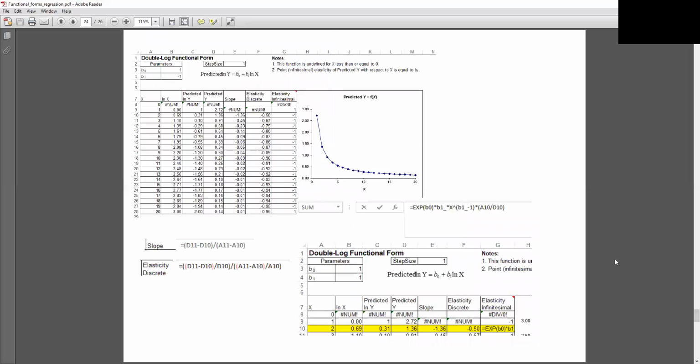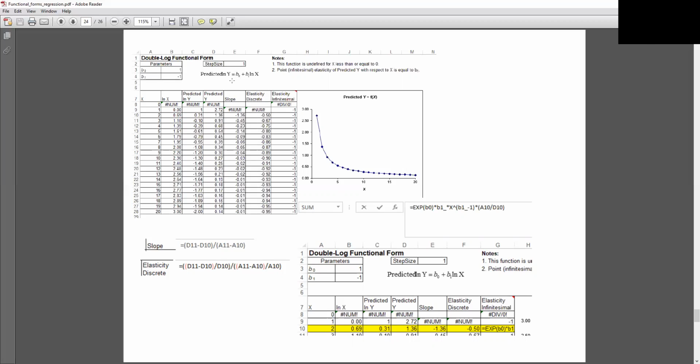Now coming to the double log function. So you see what is in double log? This is x, and then we have log x, and then we have predicted log y, and then we have predicted y, then we have slope, then elasticity discrete, then elasticity infinitesimal. We are taking log on x as well as y. So here we can obtain the predicted value of log y. Predicted log y is nothing but beta naught plus beta 1 log x. We are not going for x, we are taking log x. So we have to incorporate the value of log x in this equation.